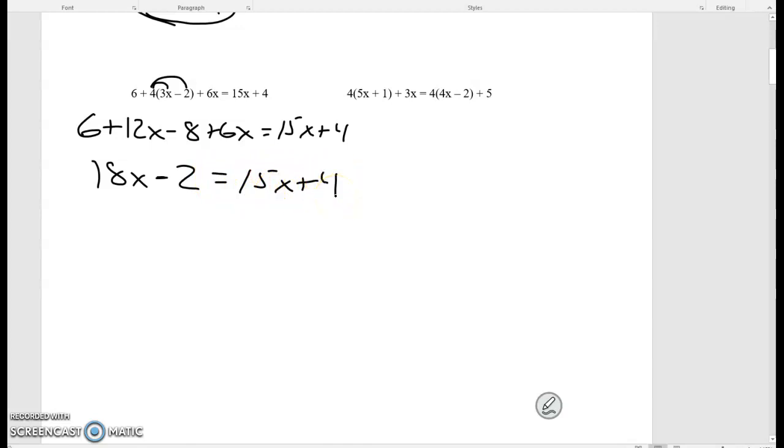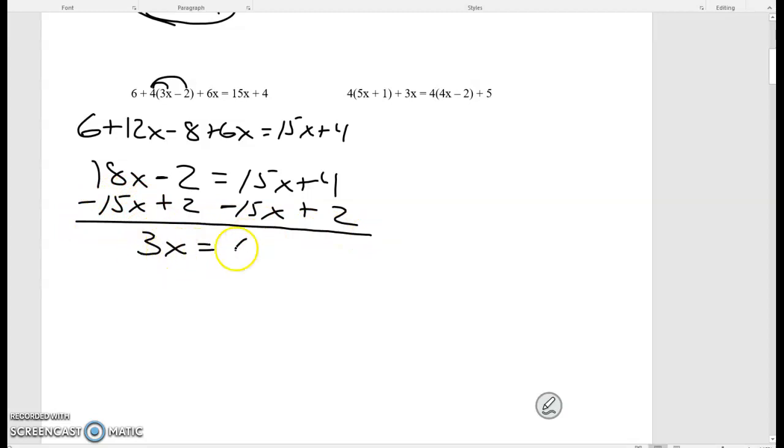Notice when we combine like terms, I'm not adding 8 to the other side. Signs don't switch when you're on the same side of the equal sign. Signs only switch when I'm going to the other side. I'm going to add 2 to both sides. I'm going to subtract 15x on both sides. And I'm left with 3x equals 6. We divide by 3, and my x equals 2.